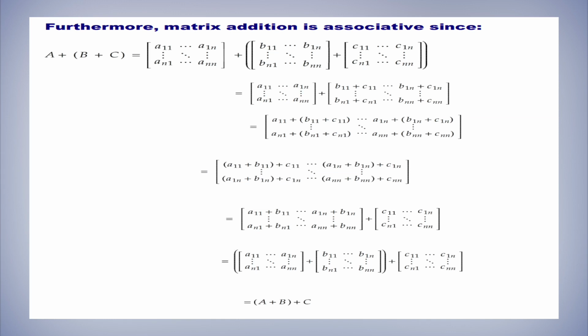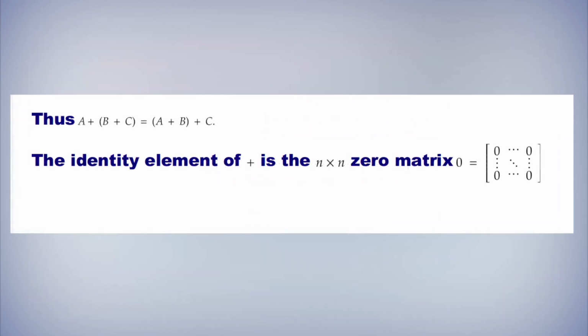Now again we will separate A and B. So it will be written as A11, A12 and so on to A1n, An1, An2 and so on to Ann plus B11, B12 and so on to B1n, like this Bn1, Bn2 and so on to Bnn, plus, already C is separated, so C11, C12 and so on to C1n, like Cn1, Cn2 and so on to Cnn. So what is the result we get now? A plus B plus C. Thus (A + B) + C is equal to A + (B + C).